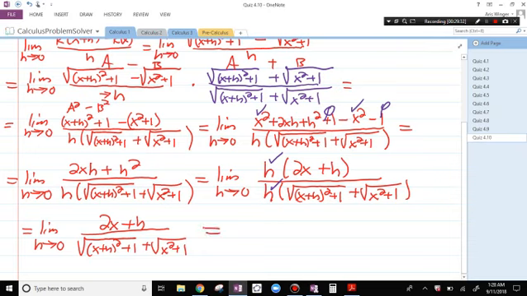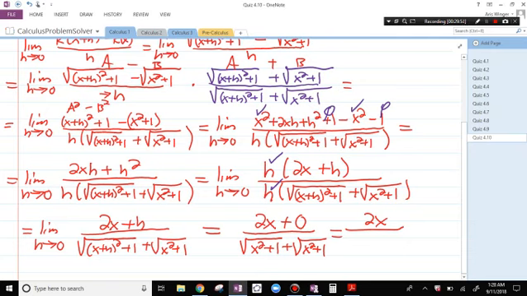And now we can let the limit tend to 0. You get 2x using limit laws, 2x plus 0 over the square root. That h becomes 0 down there. It becomes x squared plus 1 plus another square root of x squared plus 1. It makes 2 of those. This is 2x over 2 square roots of x squared plus 1. The 2's cancel, leaving us with the answer x over the square root of x squared plus 1. That is the derivative.